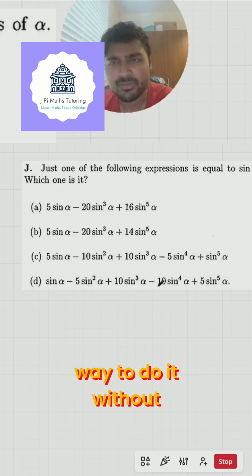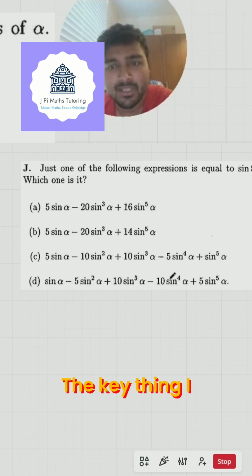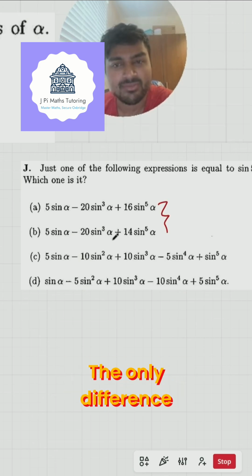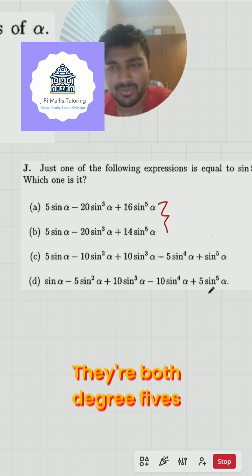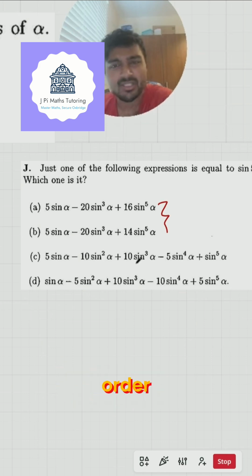But I'm going to be showing you a way to do it, kind of with that, but slightly more efficiently. The key thing I notice here is these two expressions up here are kind of similar. The only difference, in fact, is this has got 14 sine to the 5 alpha, this has 16 sine to the 5 alpha. And these two down here look kind of similar as well. They're both degree 5s, and it looks like the coefficients are kind of in the reverse order for those.